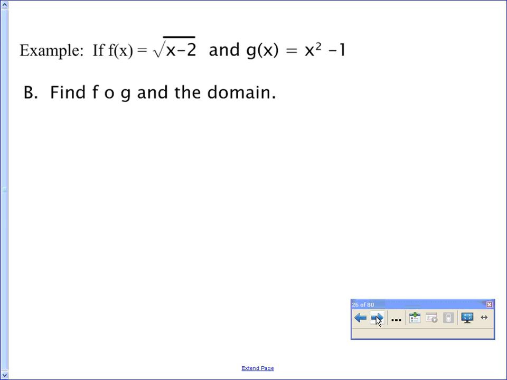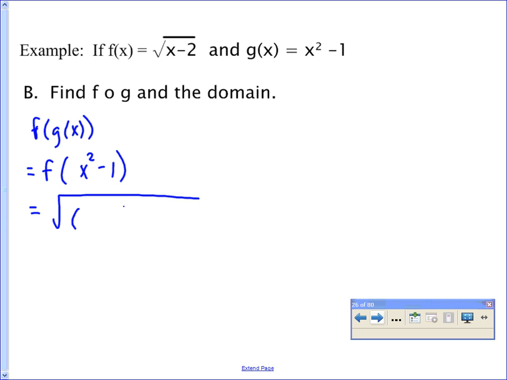And now we're going to find f of g and the domain for that one. So we have f of g of x, and that's going to be f of, and then I put in my g of x, which is x squared minus 1. And then I go to my f. Wherever I have an x, I'm going to use parentheses. So that's my f, and I'm going to drop into that this guy, so x squared minus 1. And now I need to simplify. And when I simplify, I get x squared minus 3.